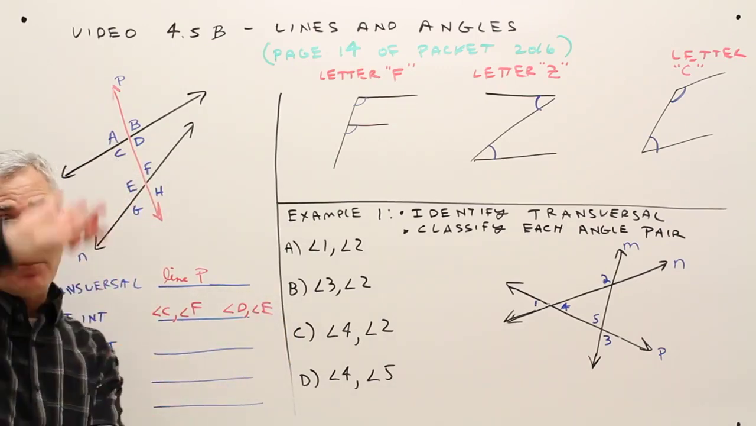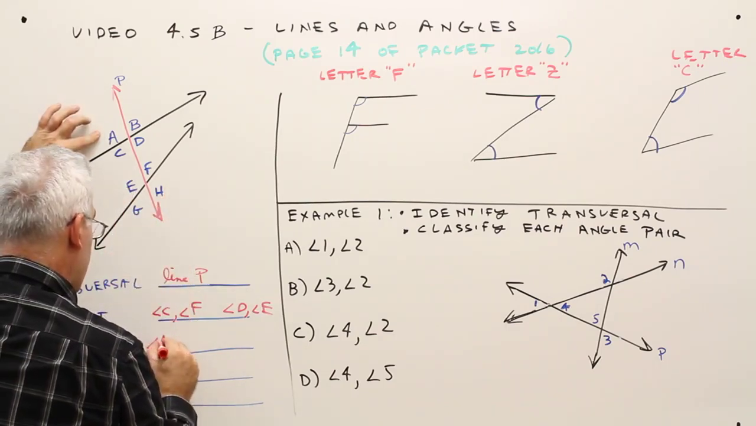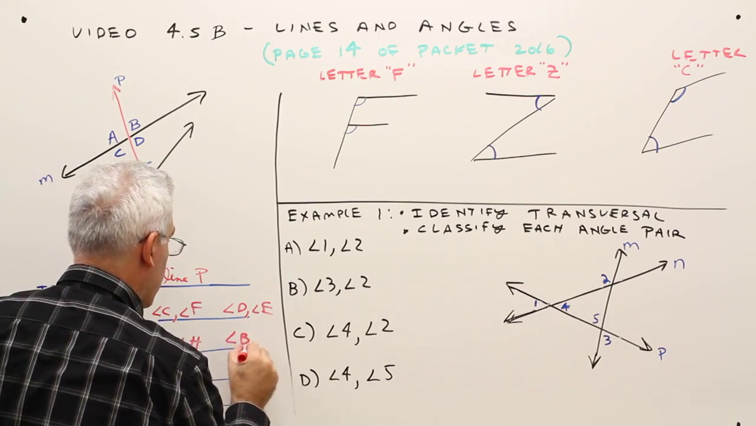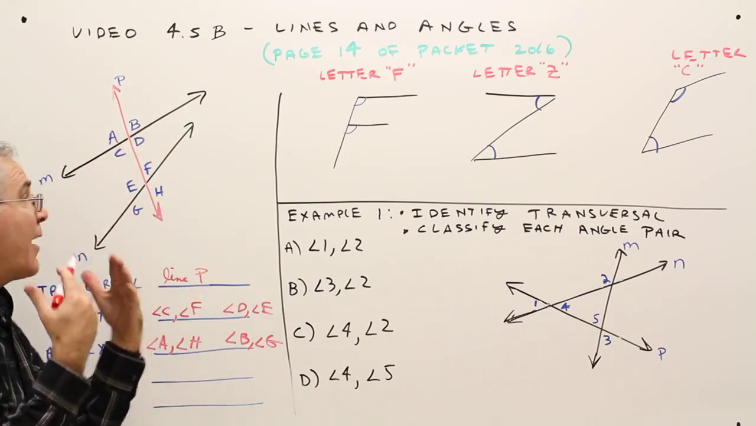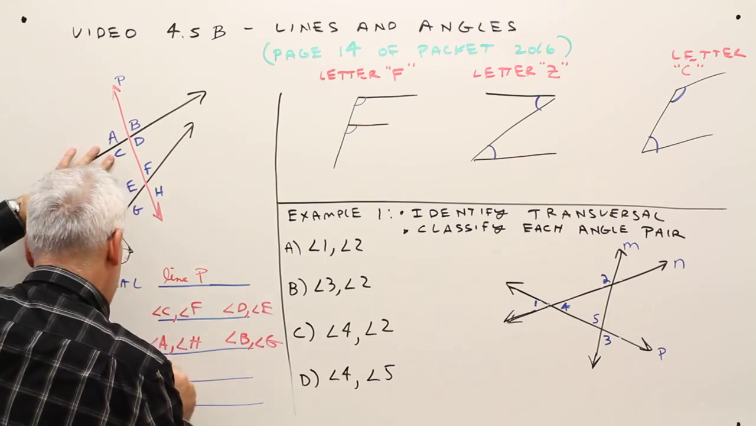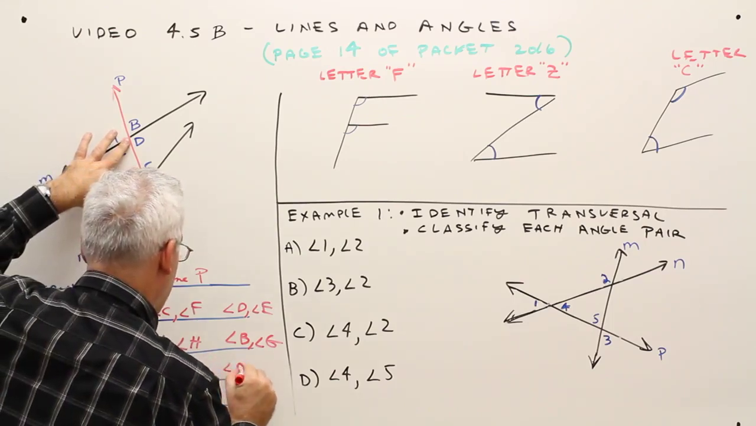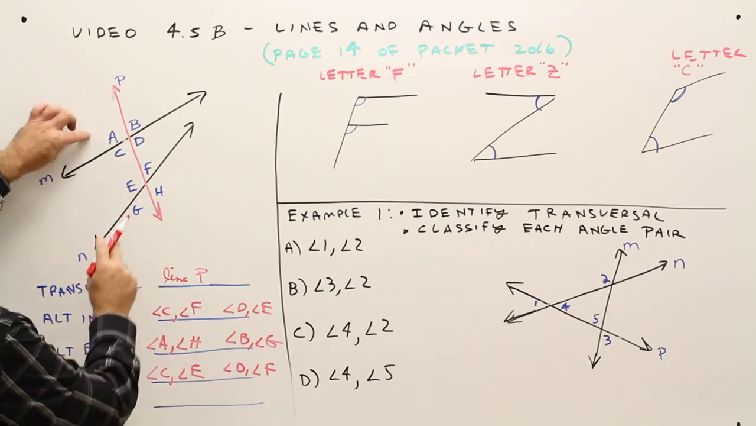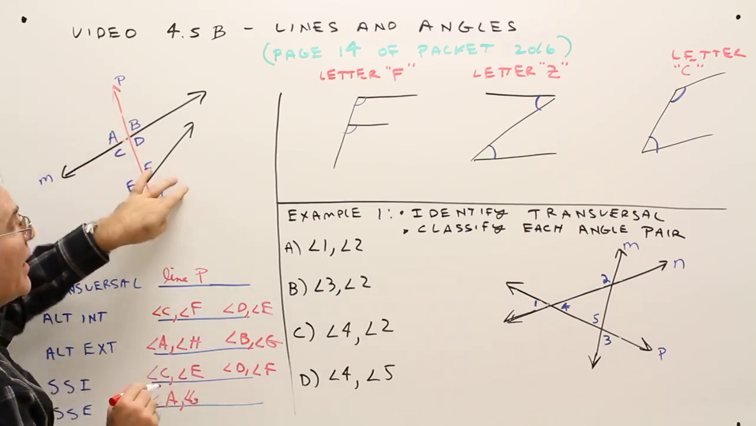Alternate exterior, so we're going to be on the outsides, again on alternating sides. So angle A with angle H, and then angle B with angle G. Same side interior, I abbreviate that SSI. So now we're going to be on the inside and on the same sides. So angle C and angle E, and then angle D and angle F. And then same side exterior, so angle A with angle G, and then angle B with angle H.